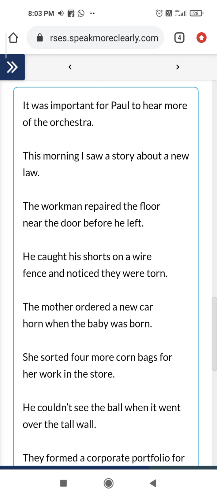He caught his shorts on a wire fence and noticed they were torn. The mother ordered a new car horn when the baby was born. She sorted 4 more corn bags for her work in the store.